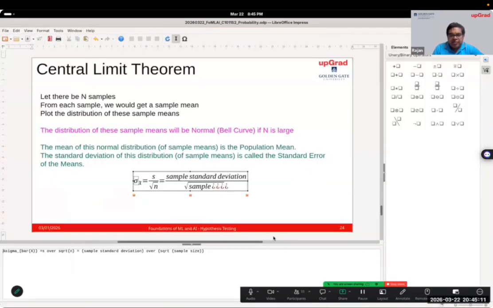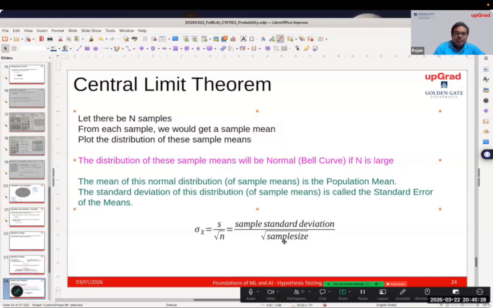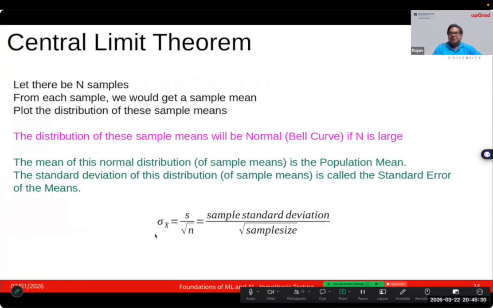Okay, so the sample standard deviation divided by the square root of the sample size. This is a very useful trick.